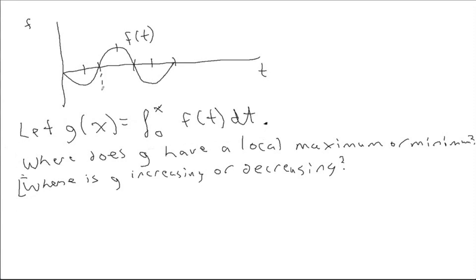So what you did here is you split this up into intervals. You said this is the interval where f is positive, so g is increasing. And here we had f negative, so g decreasing.